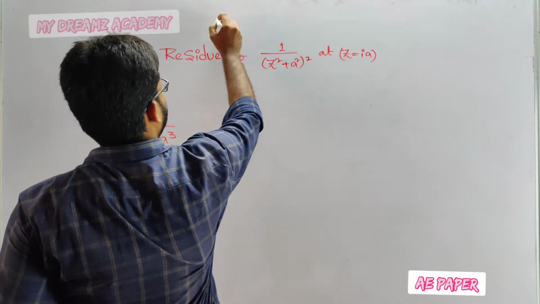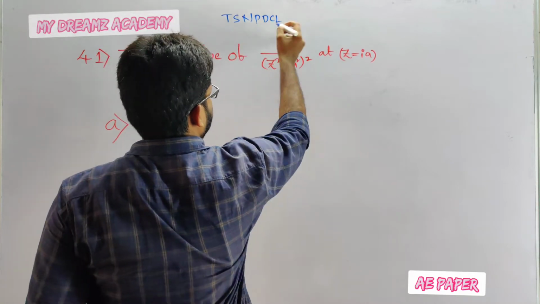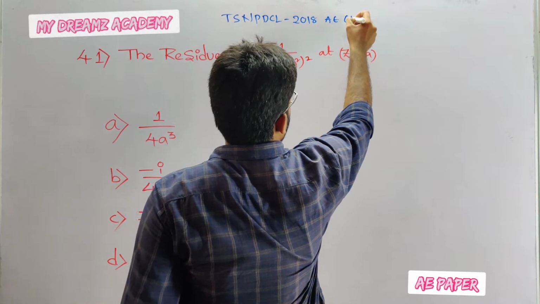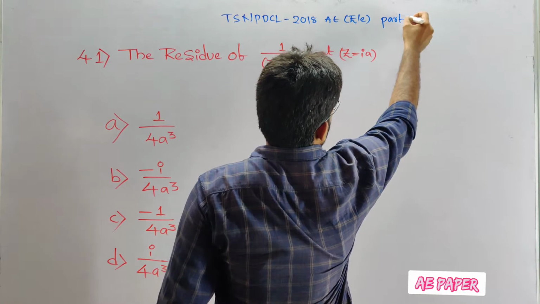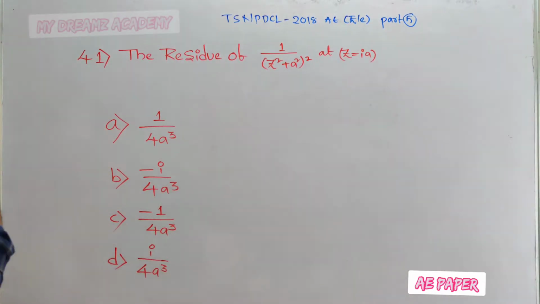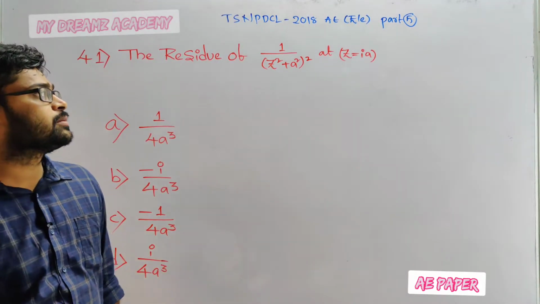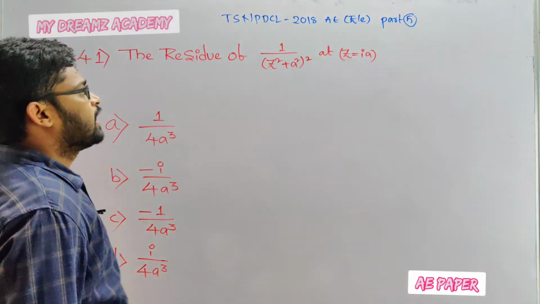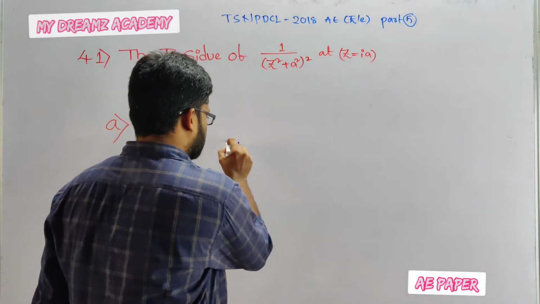This is TS NPDCL 2018 AE paper, electrical stream, part 5 video. The question number is 41. We need to calculate the residue of 1 by (z square plus a square) whole square at z equals ia. So how we have to calculate the residue will be calculated like this.